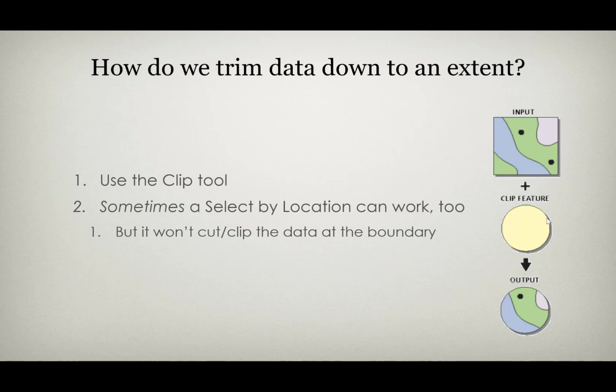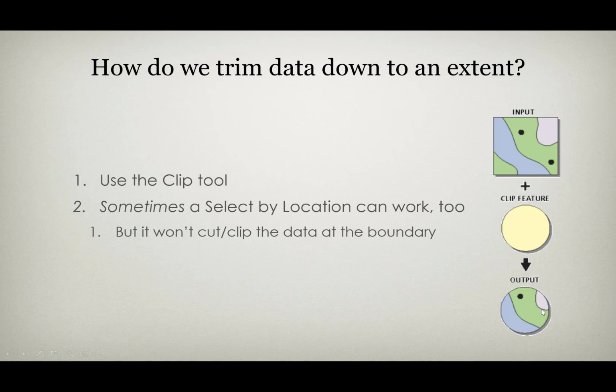Clip is pretty straightforward. It's just a way to take an input data. So if you look at the mouse here, take your input data, and it's too large or it covers a larger area than you need, and you need to clip it down or trim it down to the extent of another layer. So the second layer would be like your cookie cutter. Here we have a circle. So the top one would be the input, the cookie cutter, that is the boundary that you want to trim it down to. That is your clip layer or clip feature.